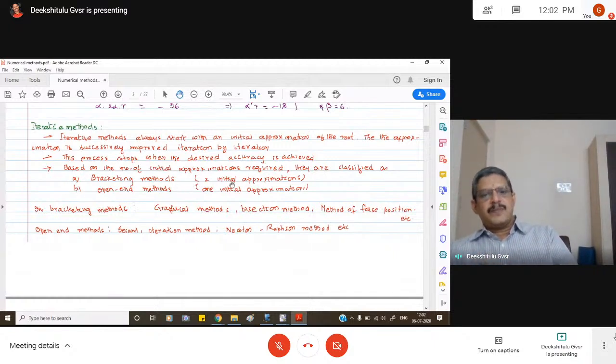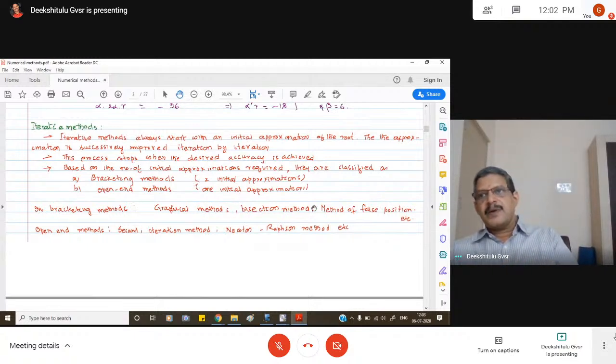Based on the number of initial approximations required, methods are classified as bracketing methods and open-end methods. Sometimes we approximate a root by a single number. Say the root is 0, I assume the approximation is 1, and then from 1 I gradually go on with this process and reach 0. I only approximate the root. Such methods are called open-end methods.